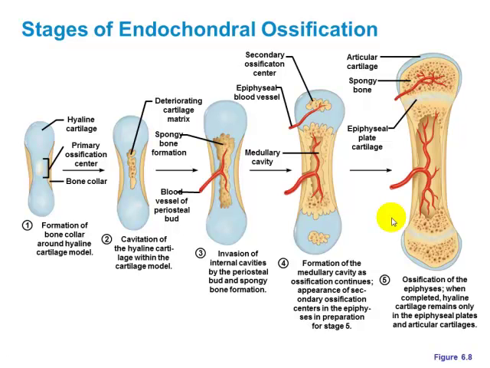Notice that there is blood supply very, very early on. In the embryo, we would have red blood cells being formed within the long bones. By the time we get to an adult stage, the only place we'd still see that red blood cell formation, the hematopoiesis, going on, would be in the heads.